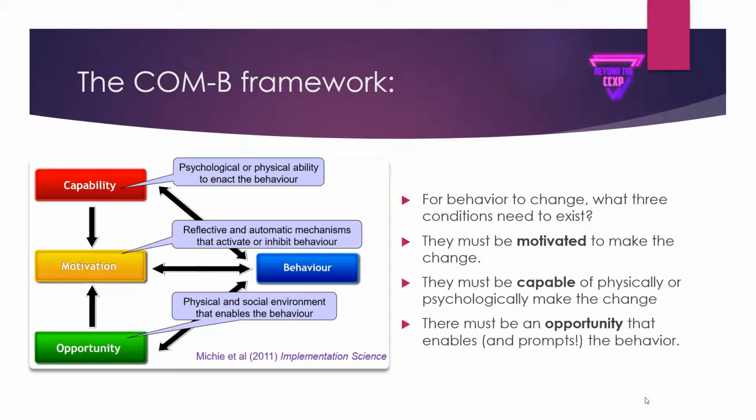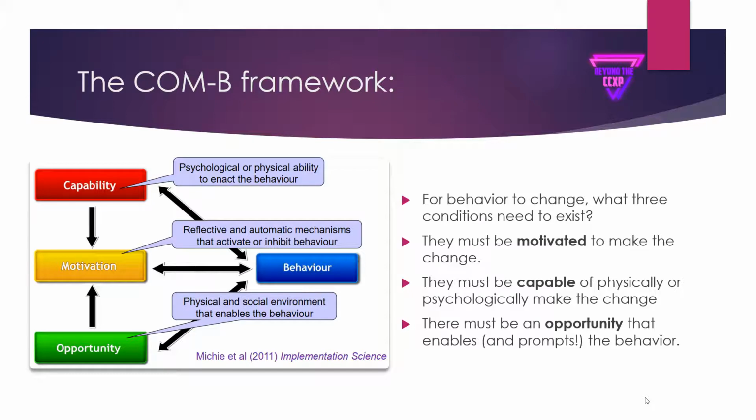And essentially, this is what they say. For behavior to change, what three conditions need to exist? Well, firstly, the person must be motivated to make the change. They must be capable of physically or psychologically making the change. And there must be an opportunity that enables and prompts that behavior. So if we look at them individually, capability is listed as the psychological or physical ability to enact the behavior. Motivation is reflective and automatic mechanisms.